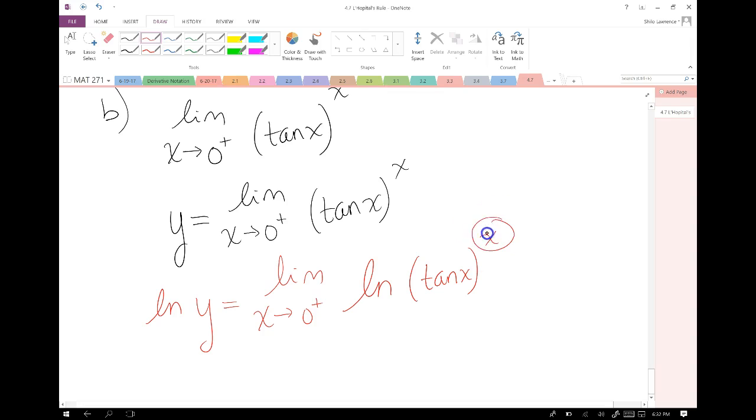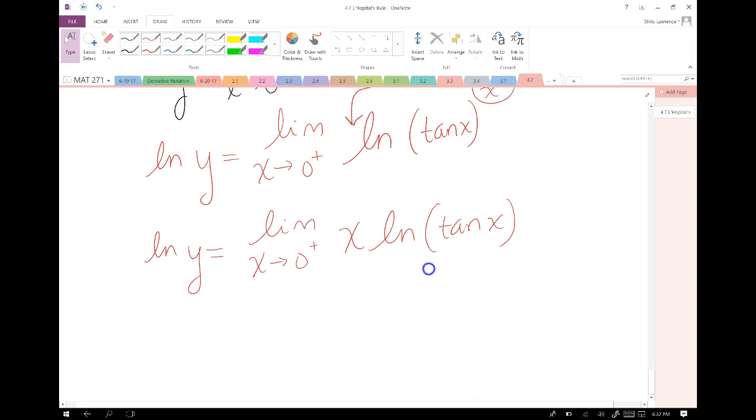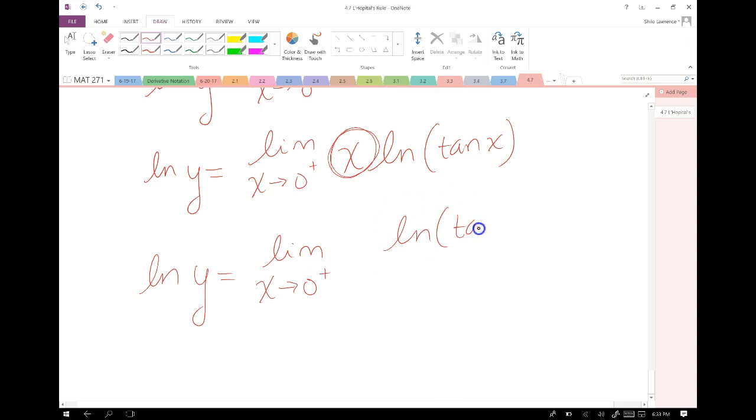Now, there's a property of logs that says the exponent can come out front as a coefficient. So the natural log of y is the limit as x approaches 0 from the right of x times the natural log of tan x. And if we have any hopes of L'Hopital's working on this, I would not mess with the log. I would mess with this guy and turn him into a fraction. So instead of multiplying, I would flip and divide. So the limit as x approaches 0 from the right of natural log of tan x over 1 over x.